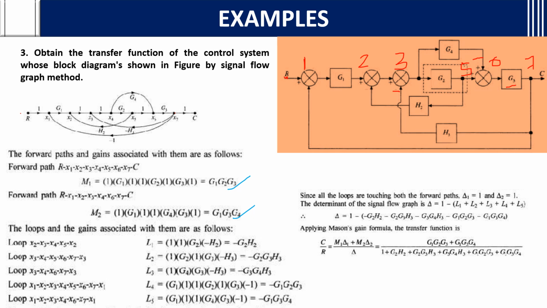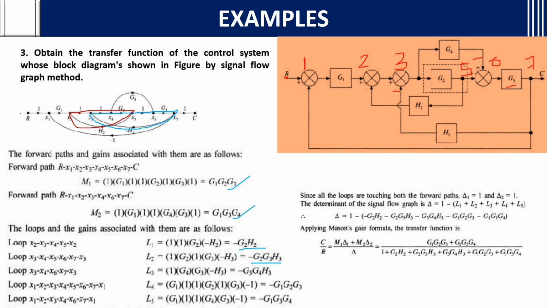Then you should find the loop gains of the individual loops. See, first, L1: what is the first loop you have? It is G2. It starts from x2, and G2 goes in this way. That is one loop. Then from x3 you have one more loop: x3, x4, x5, x6, x7 and back to x3 again. You multiply the gains: minus G2, G3, H3, and minus G2, H2.